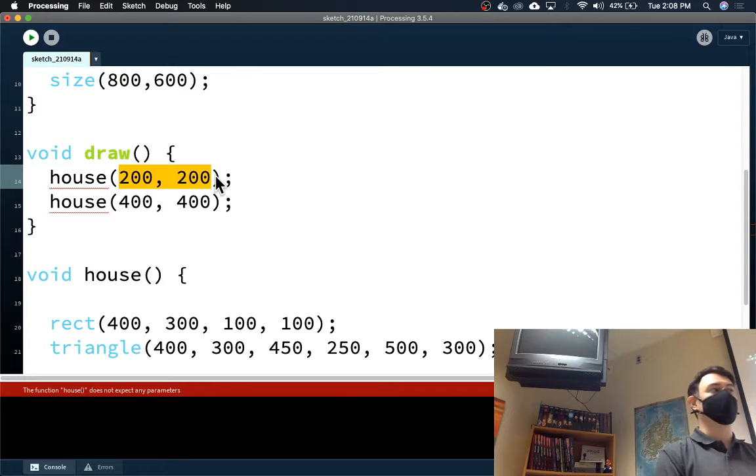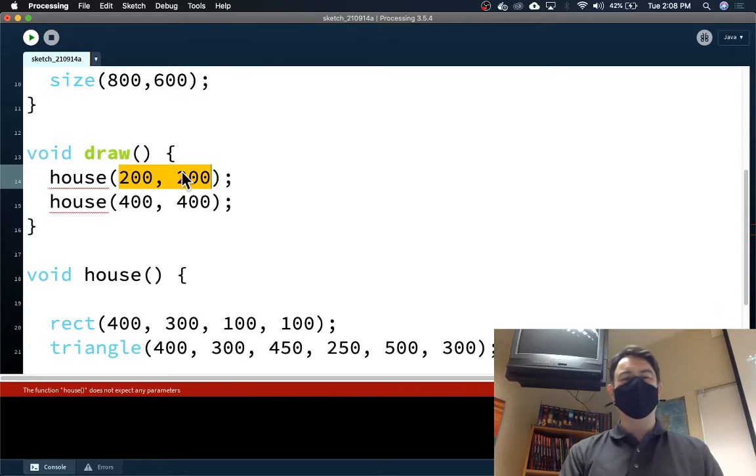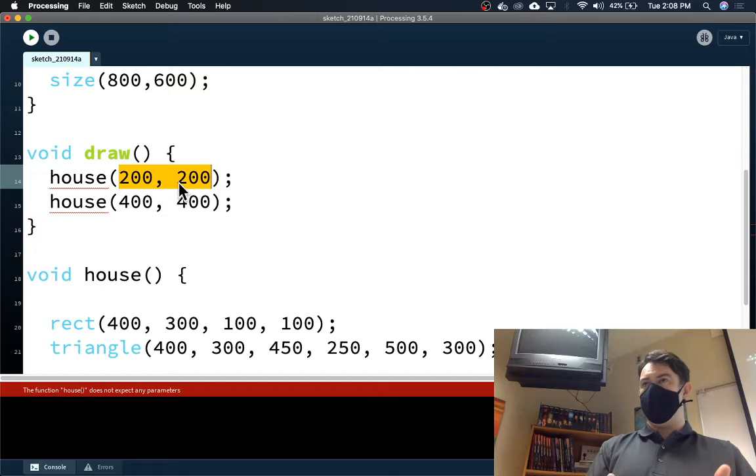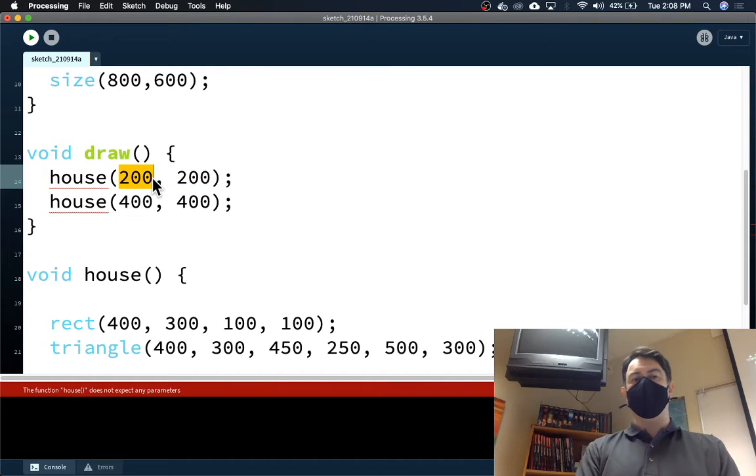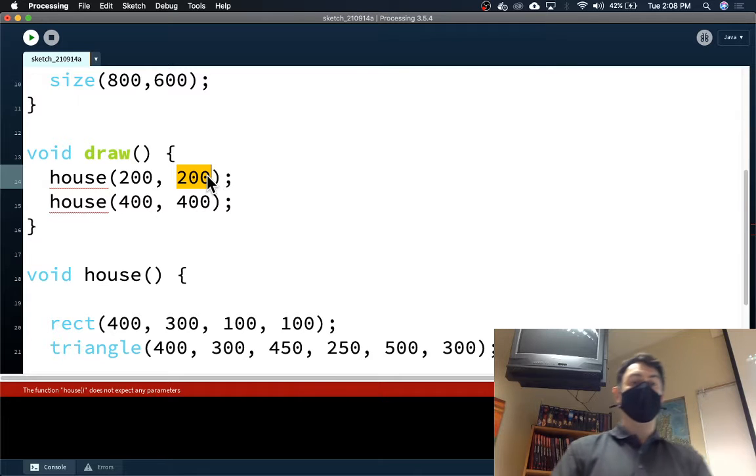Arguments. Yeah, you got it. This is an argument. It's not that I'm arguing with you, though I guess you could think of it that way. I'm arguing that this house should be at 200, 200. Well, it always wins. It'll just obey. So, yeah, these are called arguments.